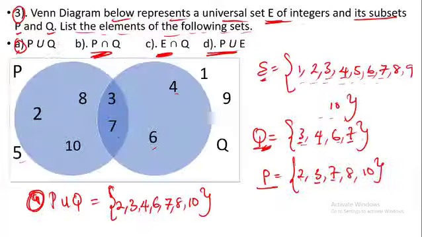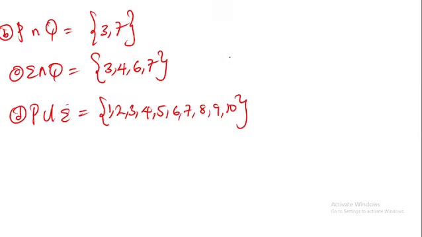P union E. Okay, so having studied Venn diagram involving two sets, please provide the answers to the following questions on the screen.